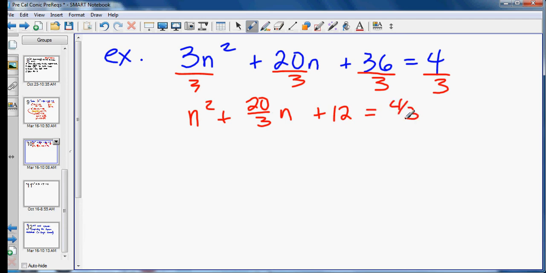So we've completed step 1. Step 2, we need to get the number, the constant, all the way over to the right side. Notice there are 2 constants here. There's the 4/3 and the 12. We just need to combine them by moving the 12 over to the right-hand side.